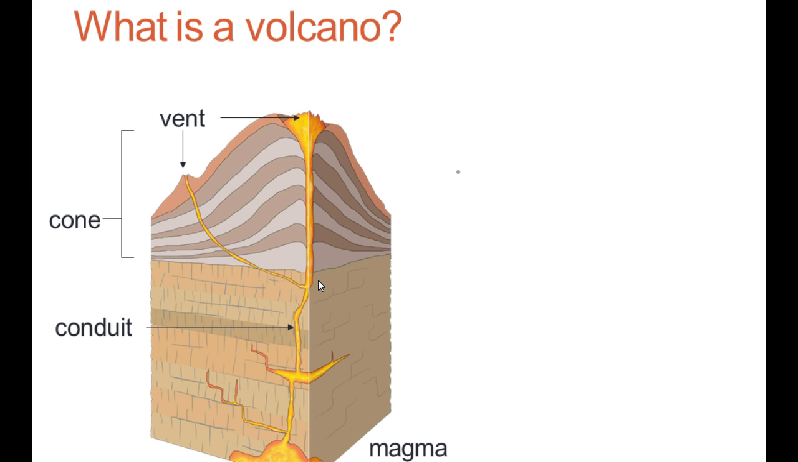A volcano is considered active when two conditions are met. Let's get these conditions in your notes. Number one, it's active if it erupts lava, rock, gas, or ash onto the surface. Write that down. It's also considered active if it shows seismic or earthquake activity. Write that down.